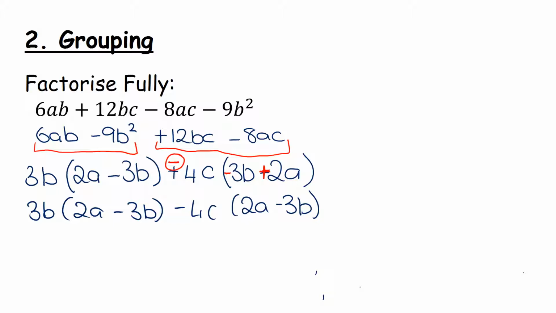And this is where we basically take out what's common again. So if you notice, this bracket here is the same as this bracket here. So this again is a common factor. So we take that out. So 2a minus 3b. And when I take that out, I'm left with a 3b minus 4c. So that's where we're combining the brackets.